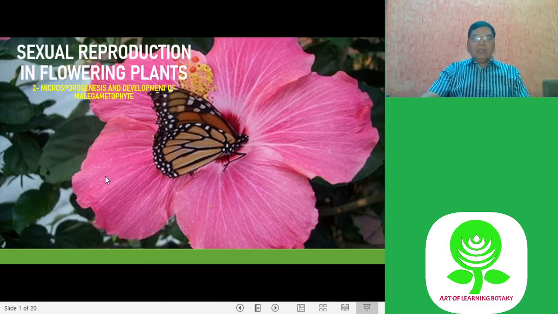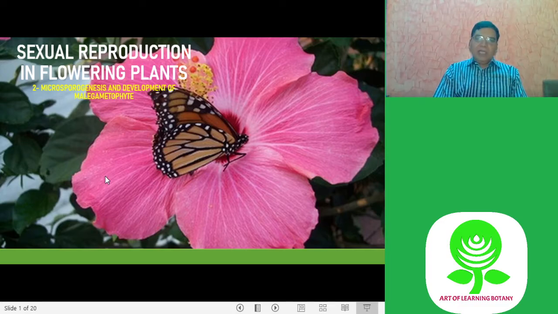microsporogenesis. In the last class, I told you that for sexual reproduction, sporogenesis is a fundamental process because it reduces the chromosome number of the mother plant. It is done by the process of meiotic division. Sporogenesis means spore formation. If it occurs in the male sexual unit, it is called microsporogenesis. If it occurs in the female sexual unit, it is called megasporogenesis. Microsporogenesis is what we are concerned with today.